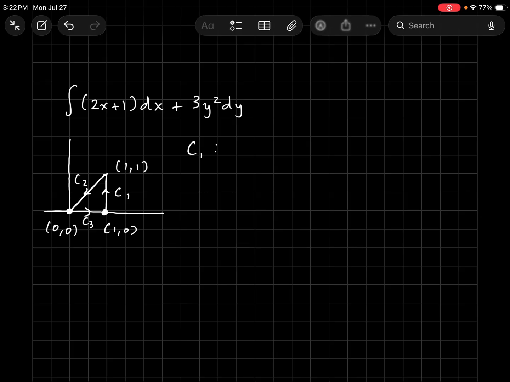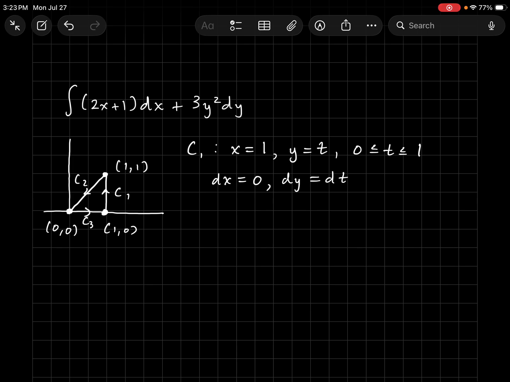So let's look at C1. Notice that for C1, x equals 1 the entire time. And I can let y equal t for t between 0 and 1. Right, so when t equals 0, y equals 0, and t equals 1, y equals 1. And then I can find dx, which is going to be 0, and dy is going to be dt.